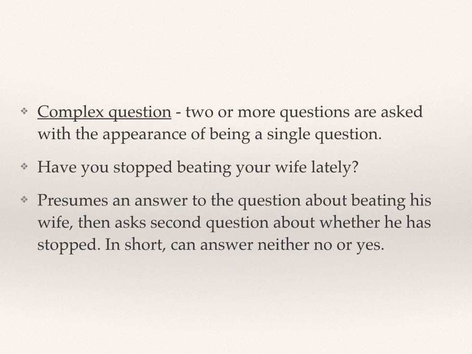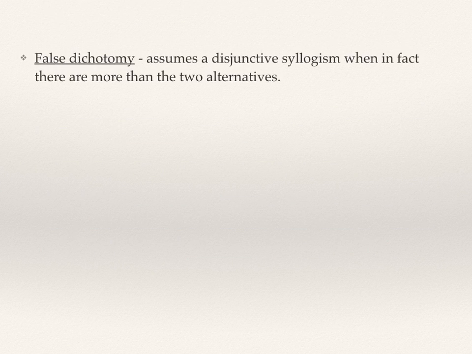So if he says, "Have you stopped beating your wife lately?" If you say no, then the assumption is you're continuing to beat your wife. If you answer yes, then the assumption is that you used to beat your wife. And the fact is that there are two different points in here which would have two different answers. And so that's what makes this a complex question.